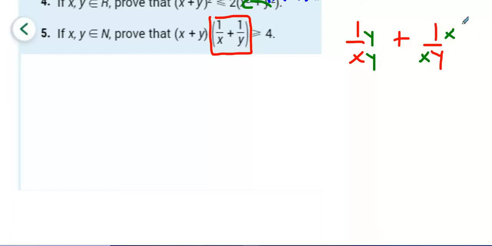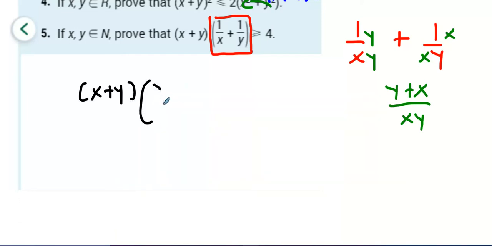Everybody cool with that? Would everybody be happy with y plus x over xy? Would everybody be also happy that, yeah, we're good there. Now, look at this. What's that then? Y plus x all over xy. Not yet, because I have to do it to both. I have to give a common denominator to both sides, don't I?